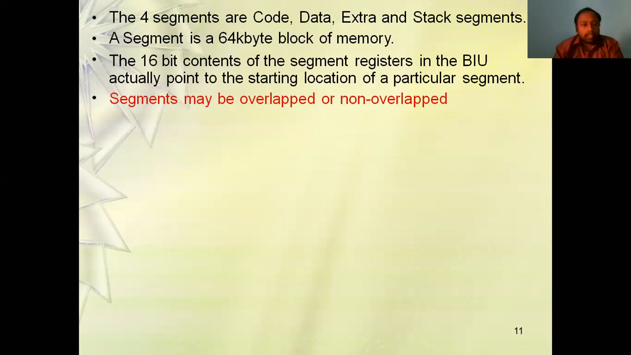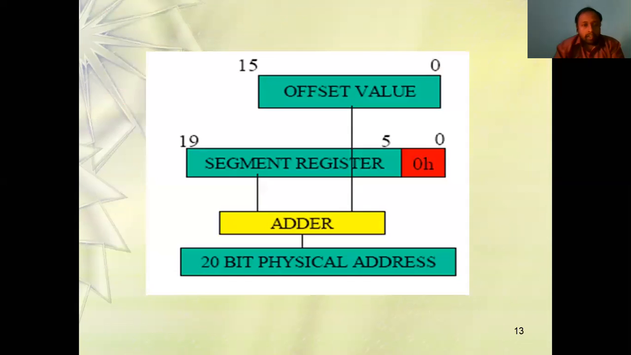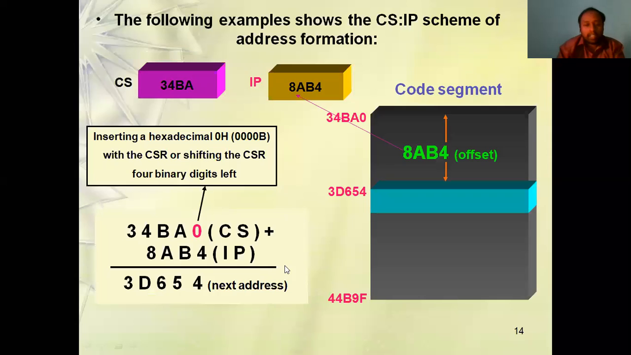Now coming to segmentation, we have four segments, and each segment covers 64 kilobytes. The register size is 16 bits. So this is about the segment registers, and how we store the 20-bit physical address: 16 bits are stored in the segment register, and the remaining 16 bits of address are stored in the offset register. The combination of these two registers makes the 20-bit physical address.